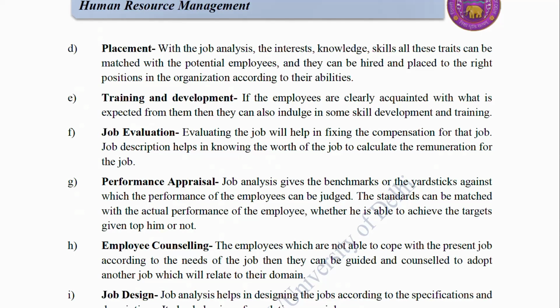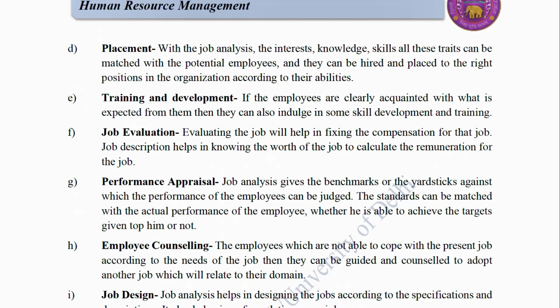Fourth, placement. With the job analysis, the interest, knowledge, skills, all these traits can be matched with the potential employees and they can be hired and placed in the right positions in the organization according to their abilities. Fifth, training and development. If the employees are clearly acquainted with what is expected from them, then they can also indulge in some skill development and training. Sixth, job evaluation. Evaluating the job will help in fixing the compensation for that job. Job description helps in knowing the worth of the job to calculate the remuneration for the job.